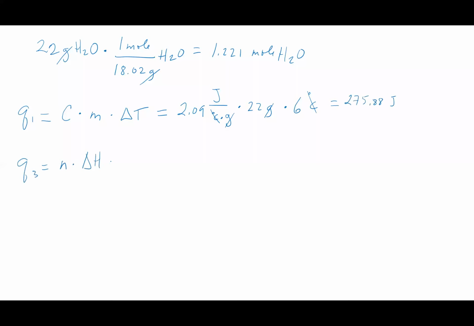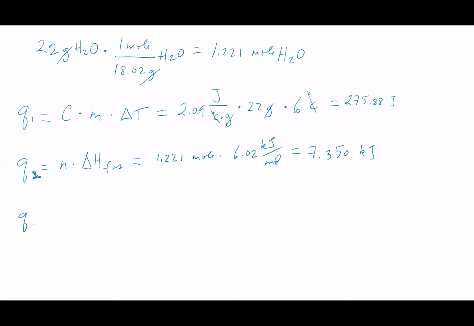Then for our Q2, we're going to do our number of moles times our delta H of fusion, or melting. Fusion is freezing and melting would be the opposite, but we'd use this term. So we use our 1.221 moles times our 6.02 kilojoules per mole, and then we wind up with 7.350 kilojoules. Oops, I'm sorry, I meant to put Q2.